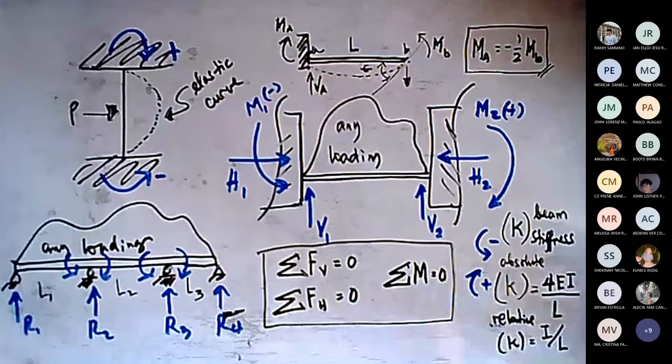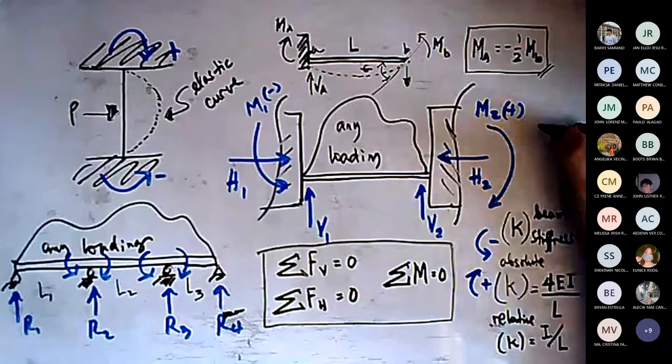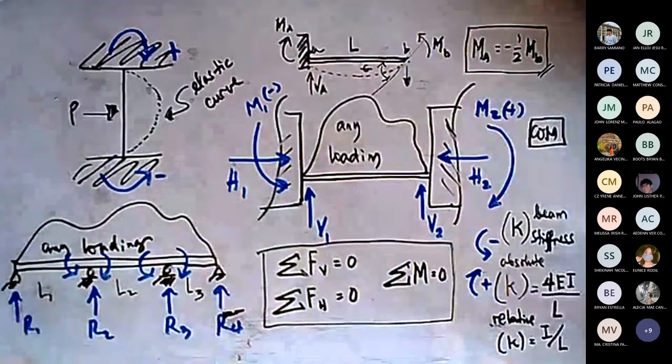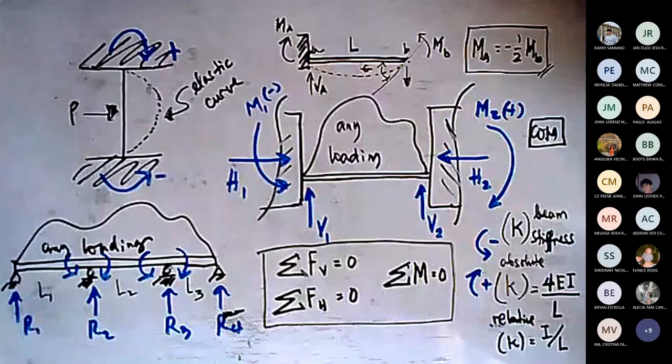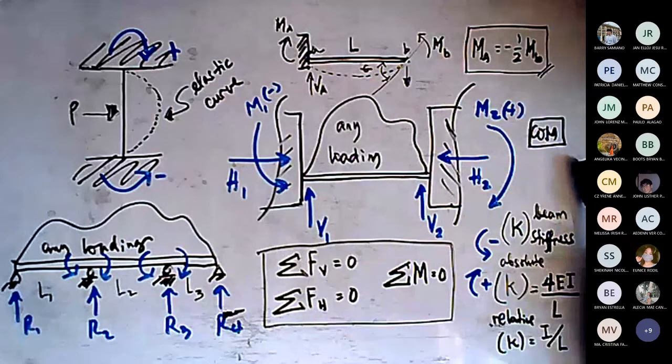Okay. Another property that we need to identify is the carryover moment or the COM. The COM or the carryover moment is the moment induced at the fixed end of a beam by the action of a moment applied at the other end. Okay, again, it is the moment induced at the fixed end of a beam by the action of a moment applied at the other end.